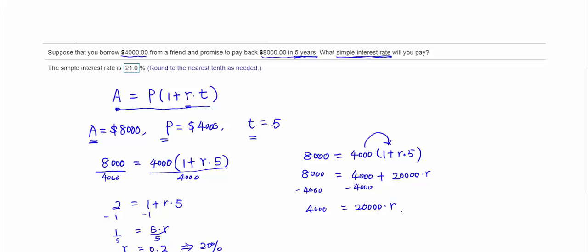So now you see to get the R, you have to divide by 20,000, right? So divide 20,000 from both sides. Okay, and so you have 0.2 on the left-hand side, and you have the R on the right-hand side. So as you can see, the answer is still going to be 20% for the interest rate.